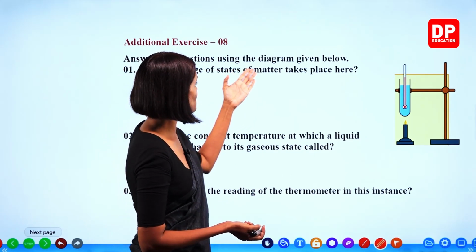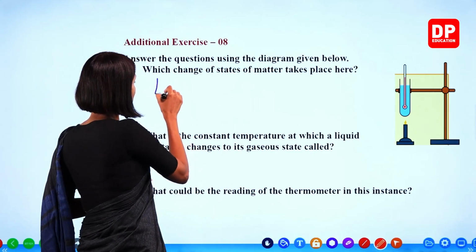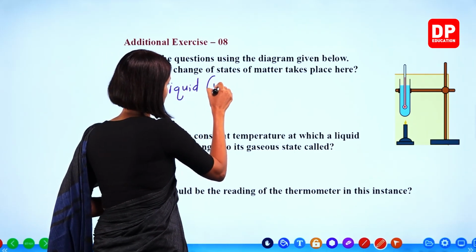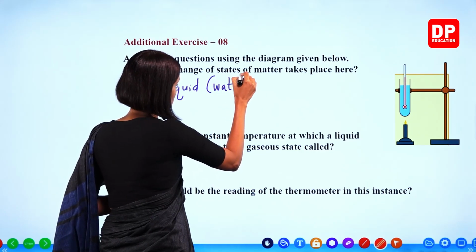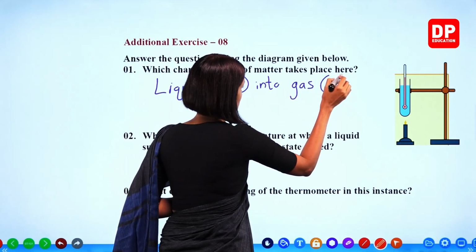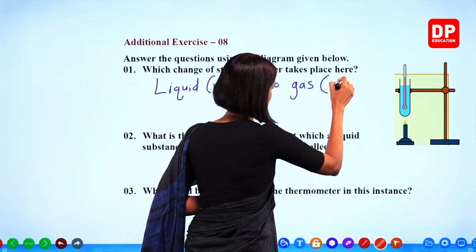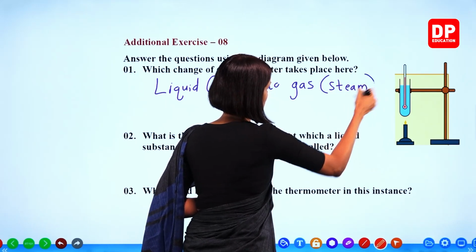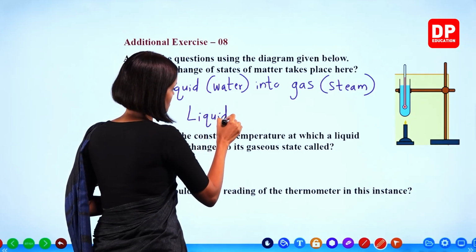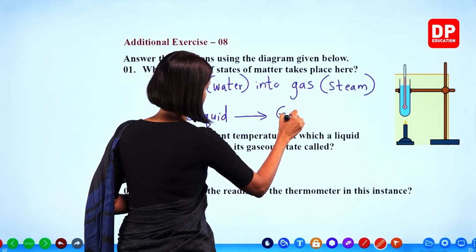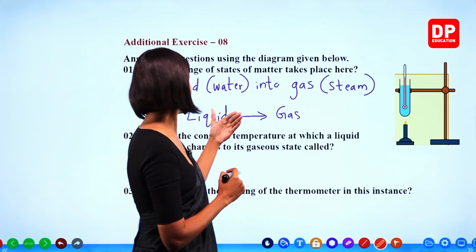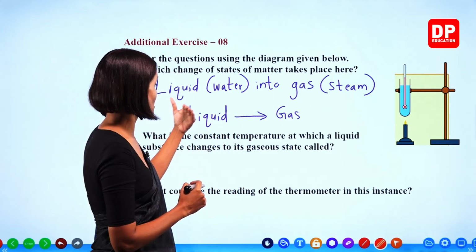Which change of states of matter takes place here? Liquid, here liquid means water, into gas, steam, right? So liquid into gas. Okay. What is the constant temperature at which a liquid substance changes to its gaseous state called?